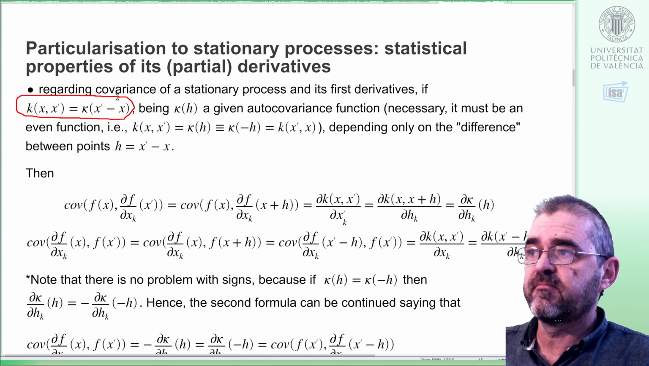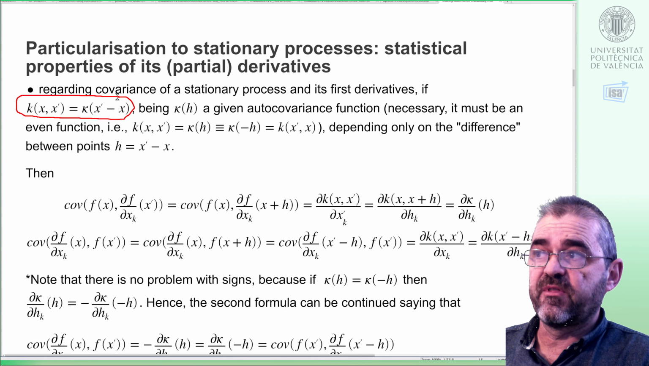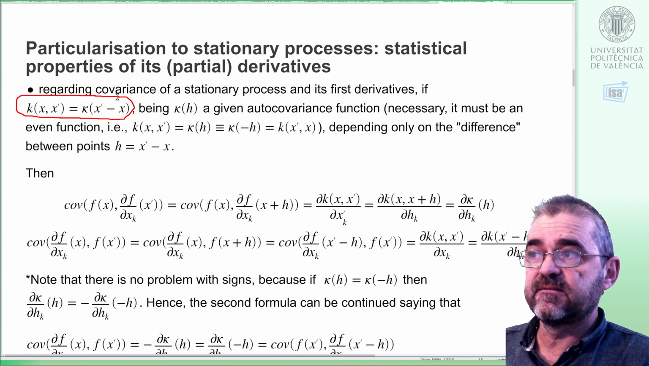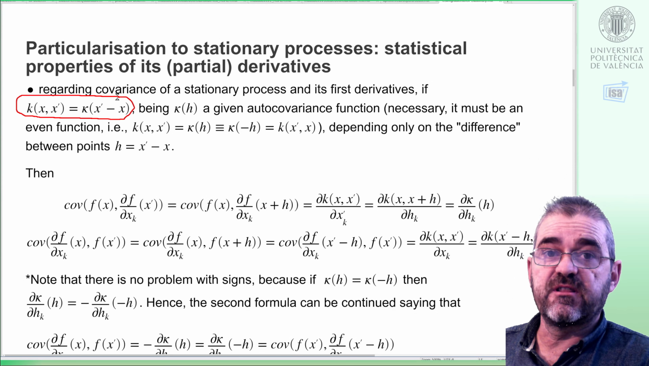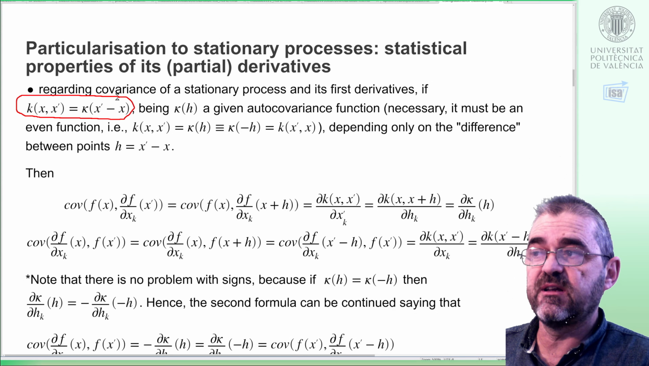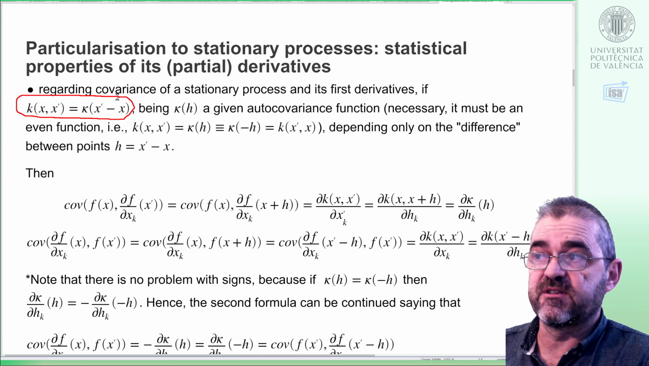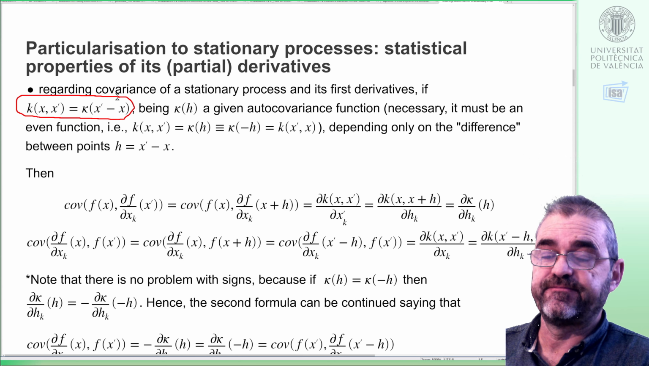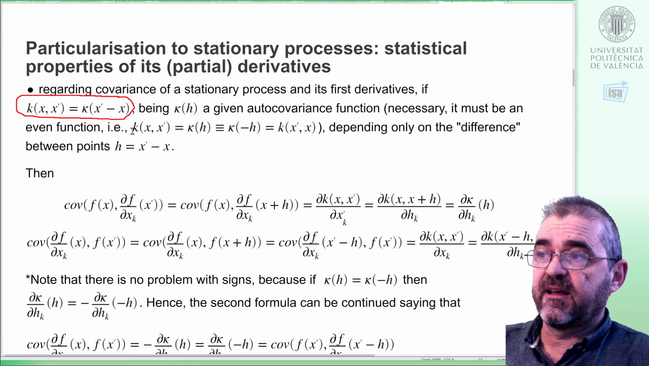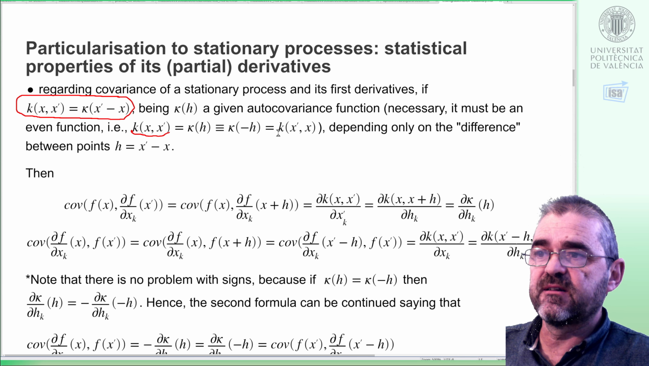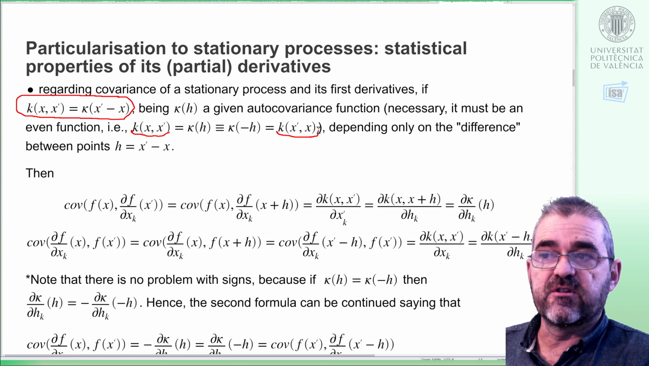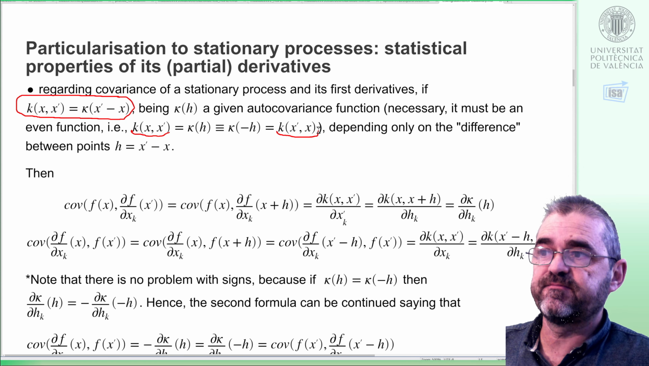A stationary process has this property. The covariance k is actually a function that depends only on the difference between x and x prime. So it's another function kappa of h, given h, the difference between x and x prime. And of course, as covariances must be symmetric, k of x, x prime must be equal to k of x prime, x.